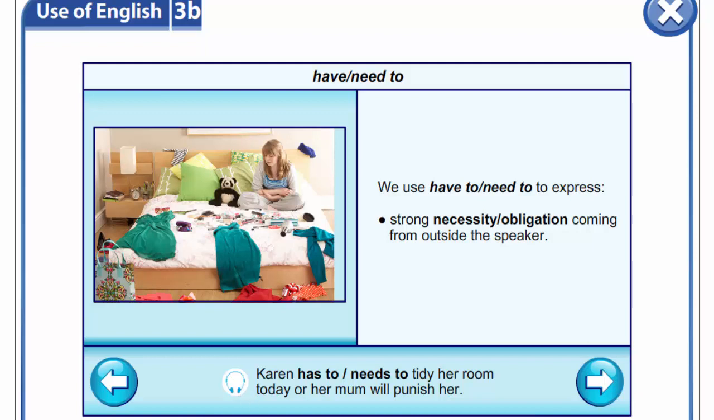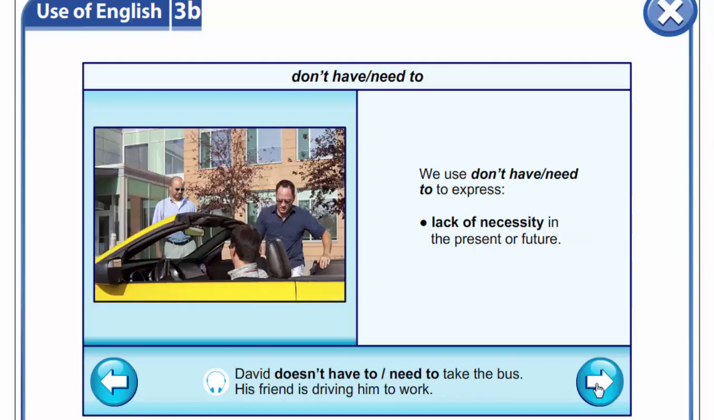Karen has to tidy her room today, or her mum will punish her. Karen needs to tidy her room today, or her mum will punish her. We use don't have to, don't need to express lack of necessity in the present or future. David doesn't have to take the bus. His friend is driving him to work. David doesn't need to take the bus. His friend is driving him to work.